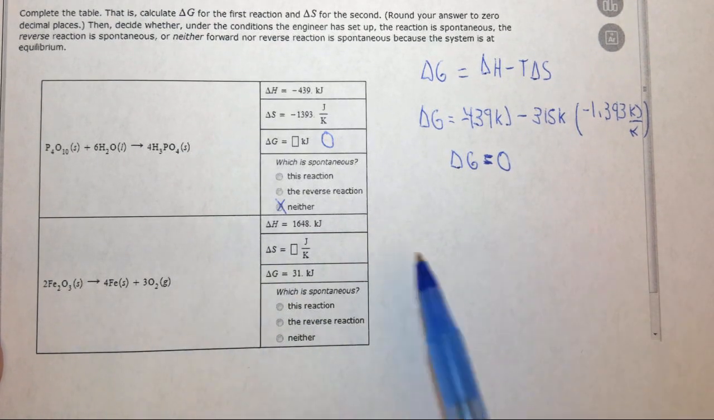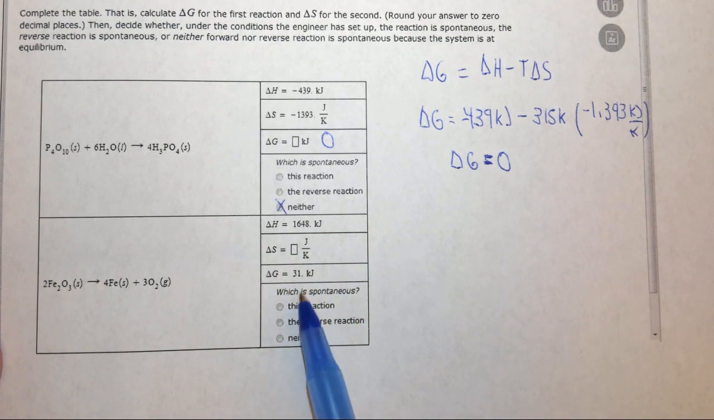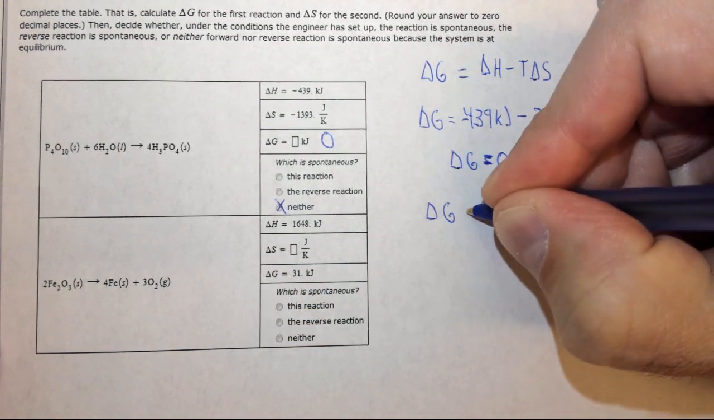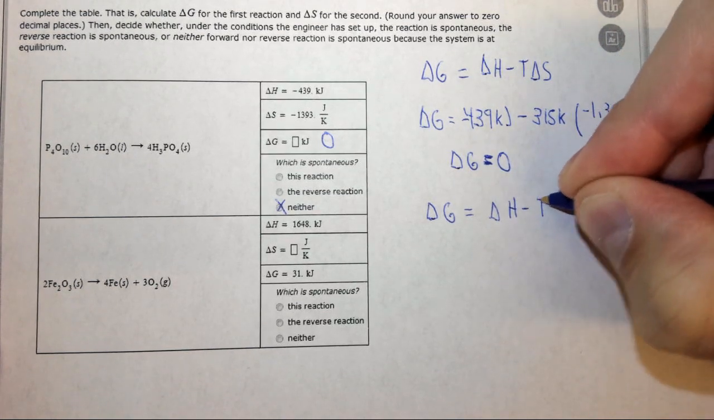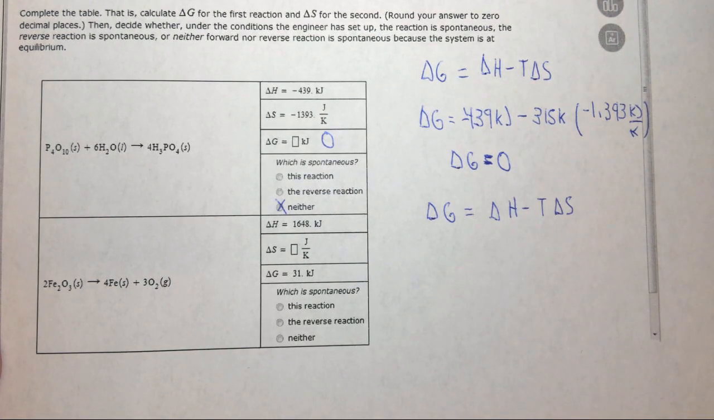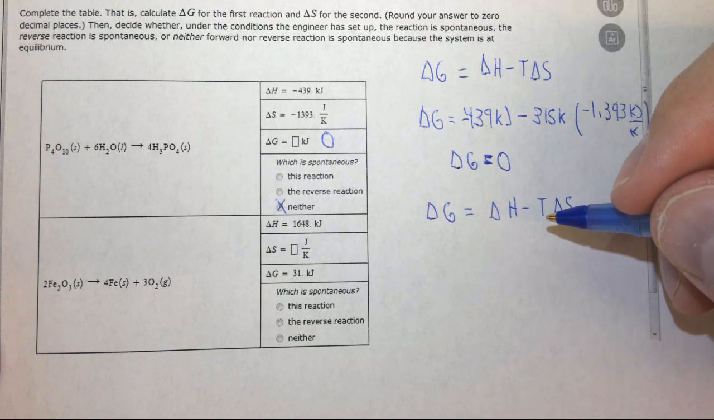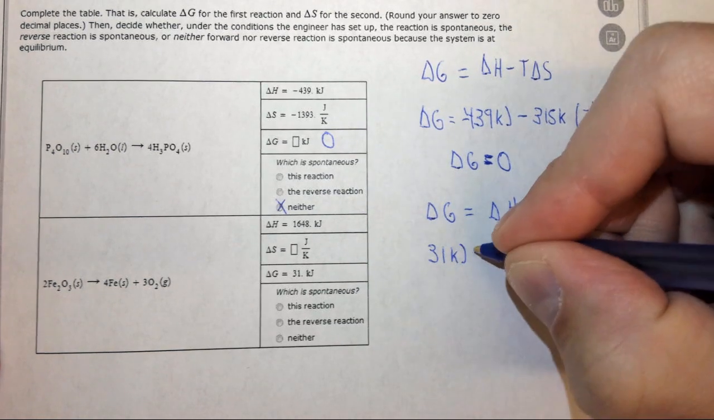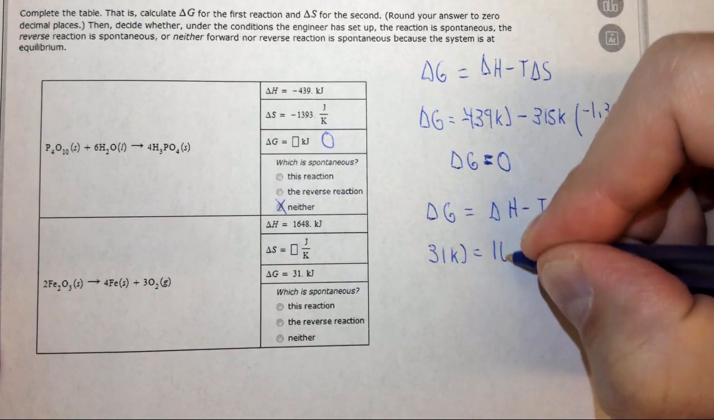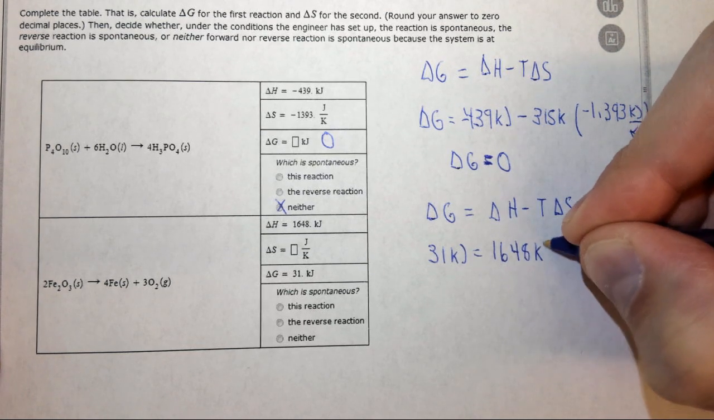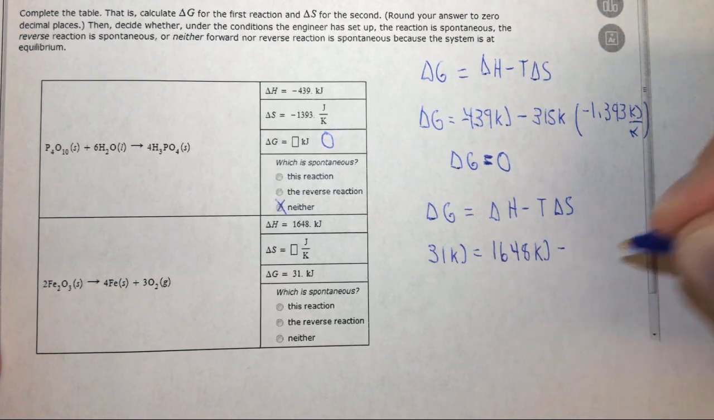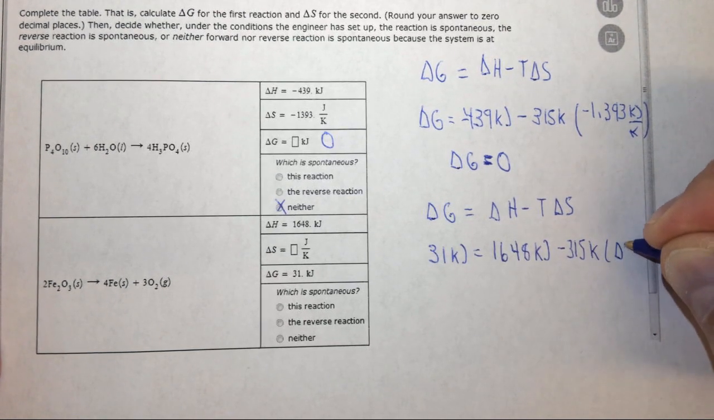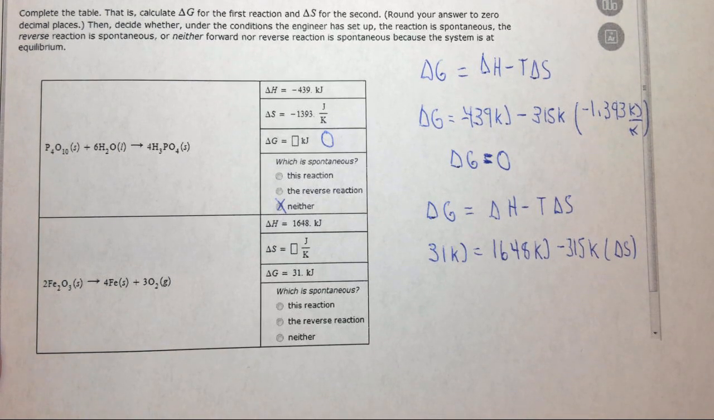Next, let's look at the next one. In the next case, the variable is delta S. We're given delta G and we're given delta H. So we're using the exact same equation. Delta G equals delta H minus T delta S. In this case, we have the value of delta G. It's 31 kilojoules. We also have the value of delta H. It's 1,648 kilojoules. Minus T, which is still the 315 K, times delta S, which is the variable. That's the thing we're trying to find.